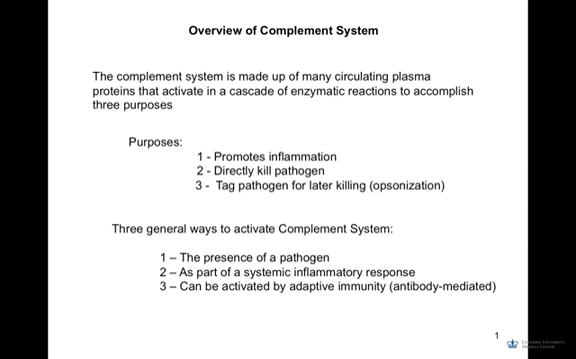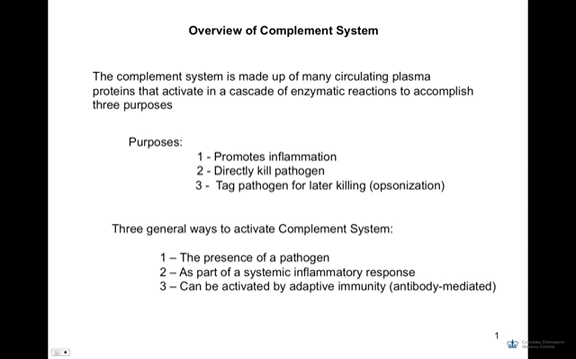So, activating the complement system, there are three general ways to activate complement. We're going to talk about the general ways, and then the specific mechanisms. Number one, the presence of a pathogen. If a pathogen enters the bloodstream and can interact with the complement plasma proteins, then the complement system can be activated. Simply the presence of a pathogen in circulation can activate complement.